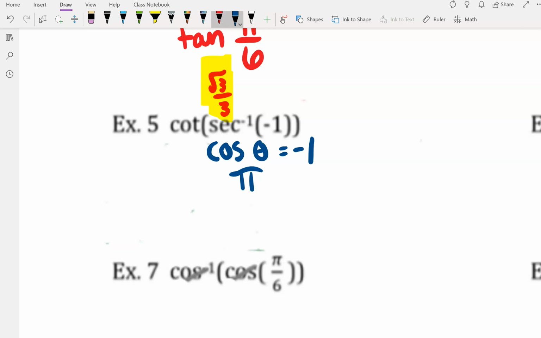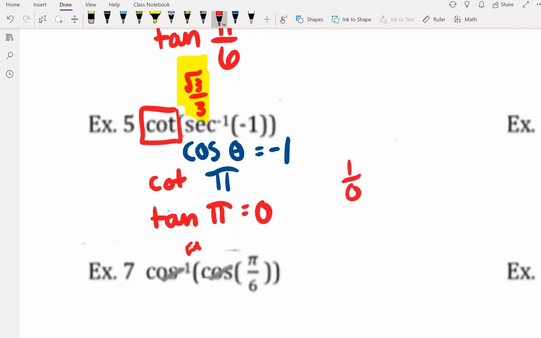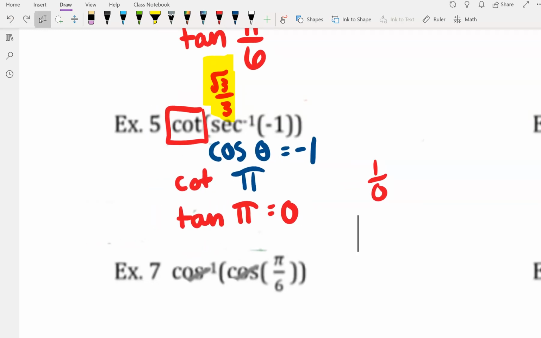Now we still have to deal with cotangent. We haven't dealt with that yet. I know, and hopefully you have memorized, that tangent of pi is 0. Well, cotangent is going to be the reciprocal of that. So that's going to be 1 over 0, which is undefined. So our answer should be undefined.